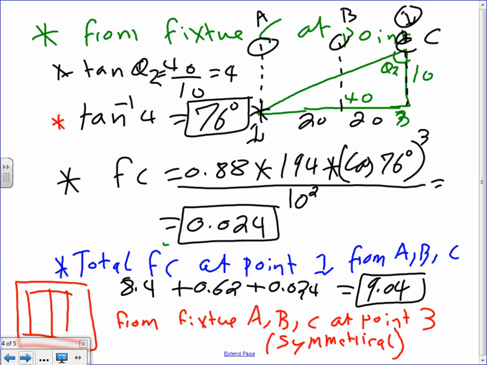The last thing, from fixtures A, B, C at point 3, you guys told me it's the same, right? So what do you think I'm going to do? Do I need to do the calculation for point 3 and go through the whole hassle? No. I can easily see it's 9.04, done. But we have to write that it's symmetrical, right? Yeah, you have to state the symmetrical relation. Cool. Any comments, any questions?